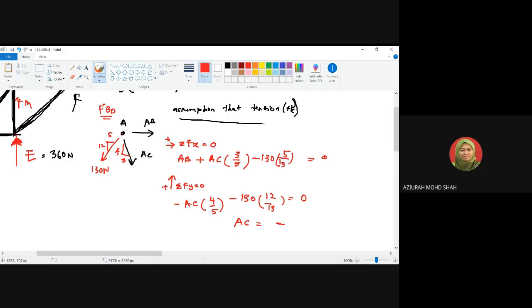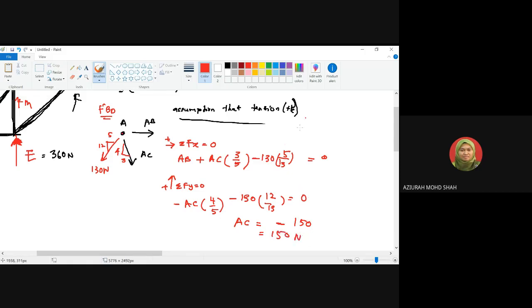Sebab tadi kan kita kata ada dua saja. Yang ini kita assume 130 is the value that is already given. So memang confirm lah dia ke bawah. So ini sepatutnya jadi ke atas lah. So kamu akan dapat nilai ni sepatutnya memang negatif. AC negatif berapa? 150. Okay. So we know that it is 150 Newton.